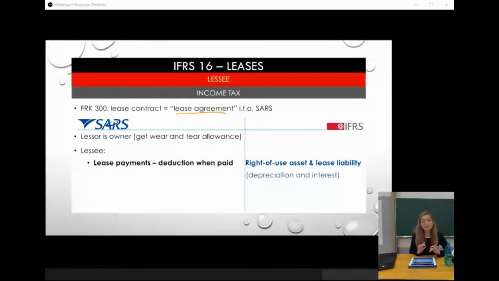So from the lessee's perspective for tax, the lessee does not have an asset. But from the accounting perspective, we have our right of use asset. So what's going to happen? For tax purposes, we have our lease payment as a deduction, but for accounting purposes, we are going to have a depreciation on our right of use asset and a finance cost or interest expense on the lease liability.